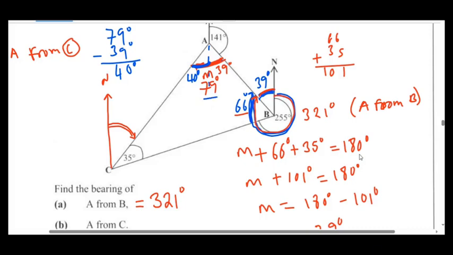Now remember, here you have a north and here you have a north. So the angle which is right here is also alternating to the angle which is right here. That's the whole essence of finding this angle. So if you have 40 degrees here, it means that even here you are going to have 40 degrees. So the bearing of A from C is equal to 040 degrees, because I was supposed to write this in 3 figure bearings. So that is our answer.